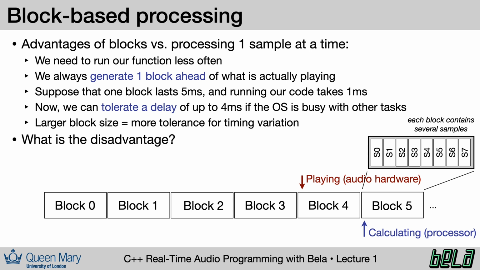And what's more, we can tolerate the operating system delaying our code by that amount of time before our code runs. So what this means is that the larger the block size you choose, the more tolerance you will have for timing variation. And you may have noticed this in audio code on your computer, that sometimes if you have a program that is getting glitches or pops in its audio, you can resolve it by setting the audio block size to be something bigger.